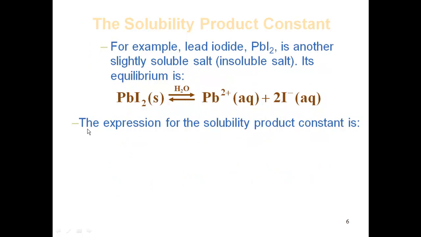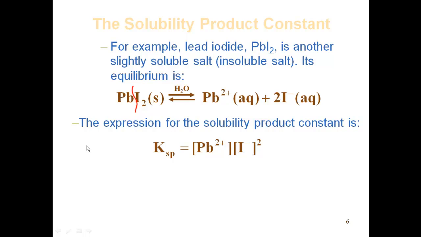For example, let's look at lead iodide, PbI2. It's an insoluble salt, so it's going to break up on that ionic bond and form lead 2+ ions and iodide ions. But since there are 2 iodines as part of the formula of PbI2, I have to have 2 iodides in my equation. To write the KSP, my products are the concentration of lead 2+ to the first power times the concentration of I minus to the second power. So the KSP looks like this: the concentration of lead 2+ ions times the concentration of I minus to the second power.